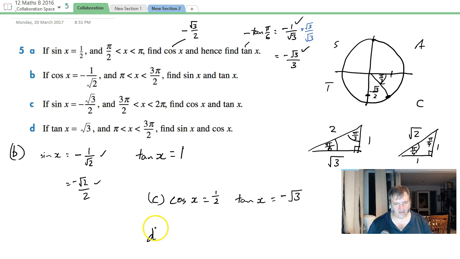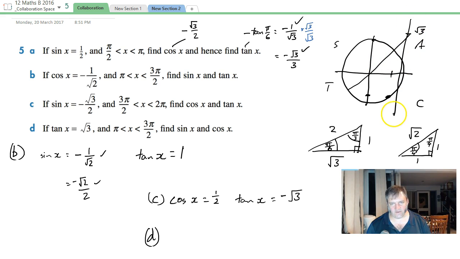Lucky last, part D. Tan of x equals root 3, and I'm between pi and 3 pi over 2. So root 3 is just going to be going up and hitting the tangent axis somewhere up here at root 3. There's my tangent axis, there it is, beautifully drawn, all in the right place. If tan equals root 3, it's opposite over adjacent. I must be dealing with a pi over 3 angle again. Now, in the third quadrant, both sine and cosine are negative, aren't they? Tan's the only thing that's positive.